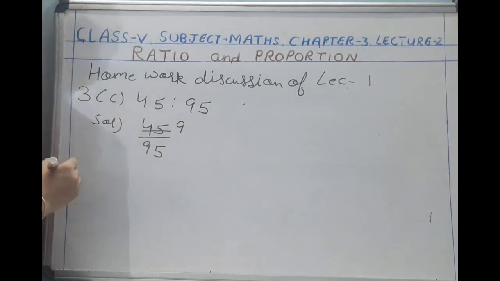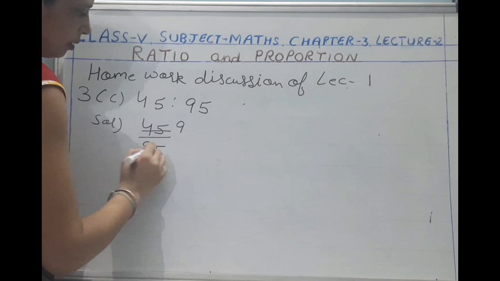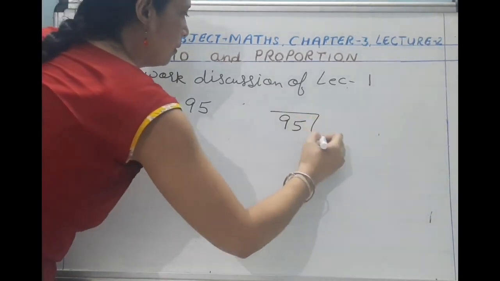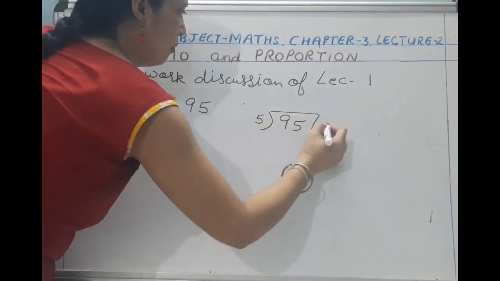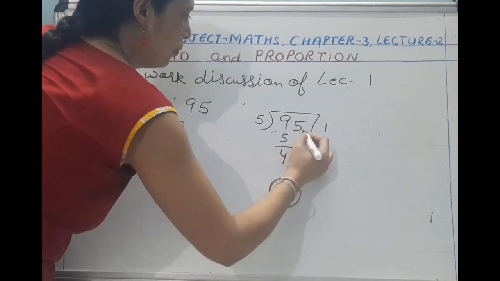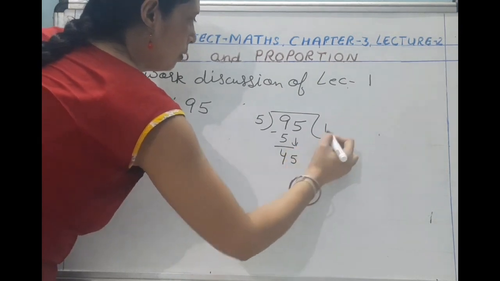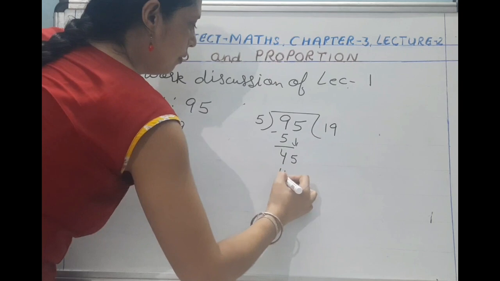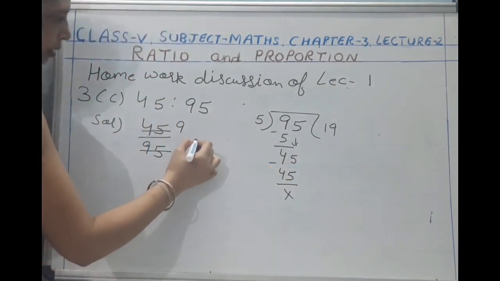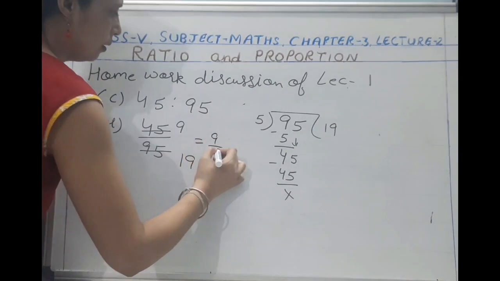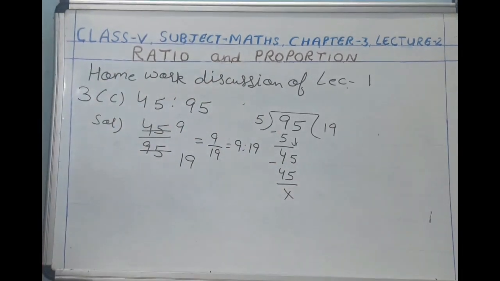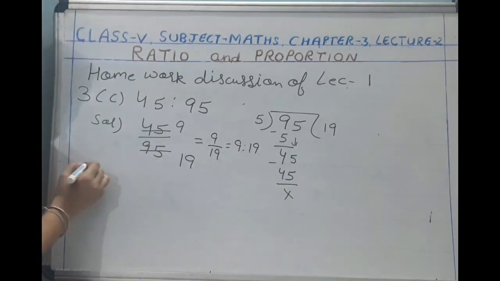5 9s are 45. 5 1s are 5. If you have any doubt, you can do division. 5 1s are 5. 9 minus 5, 4. 5 9s are 45. So 9 upon 19 will be written as 9 ratio 19. Got it?